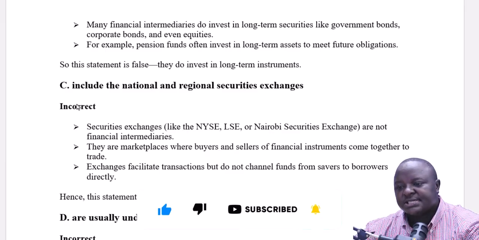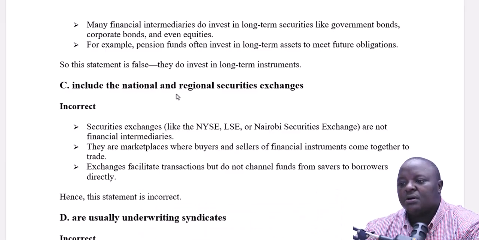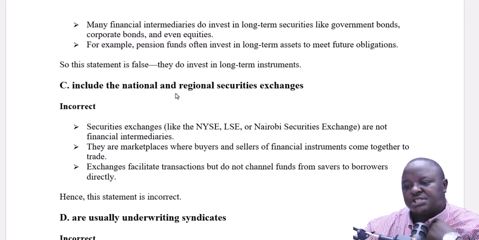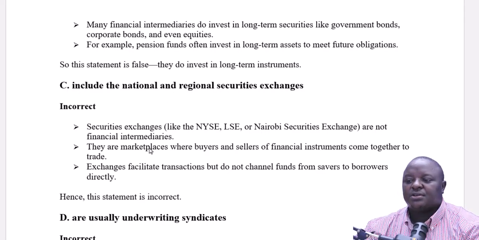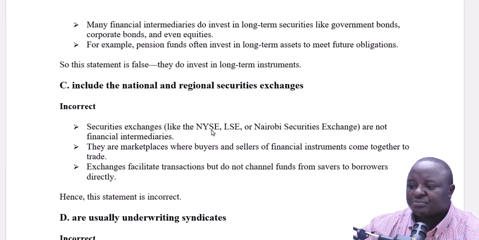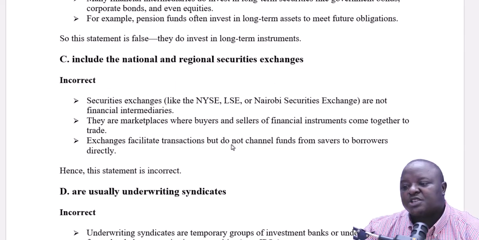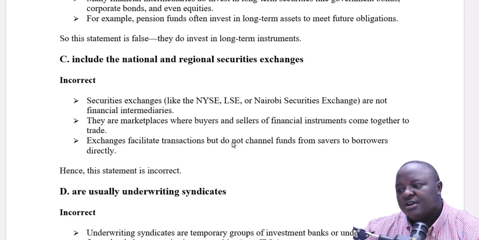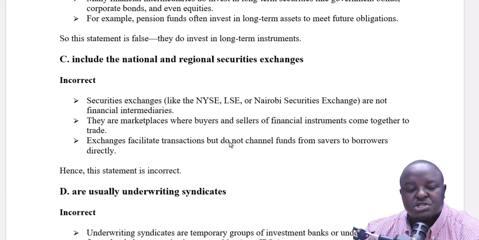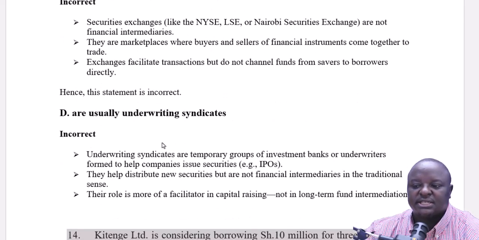The other option states that it includes the national and regional security exchanges. That is incorrect. Security exchanges like the New York Stock Exchange and the Nairobi Securities Exchange are not financial intermediaries. They are marketplaces where buyers and sellers of financial instruments come together to trade. Exchanges facilitate transactions but do not channel funds from savers to borrowers directly. Hence, the statement is incorrect.